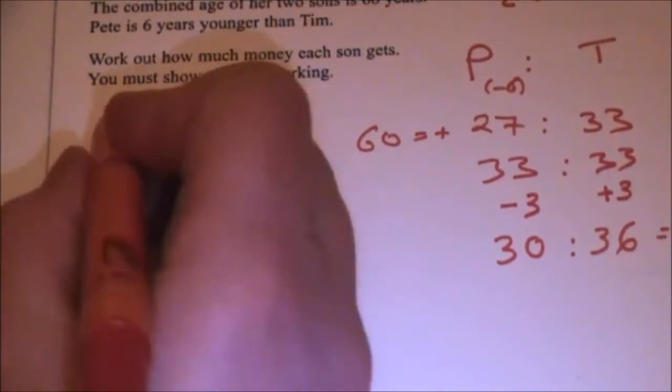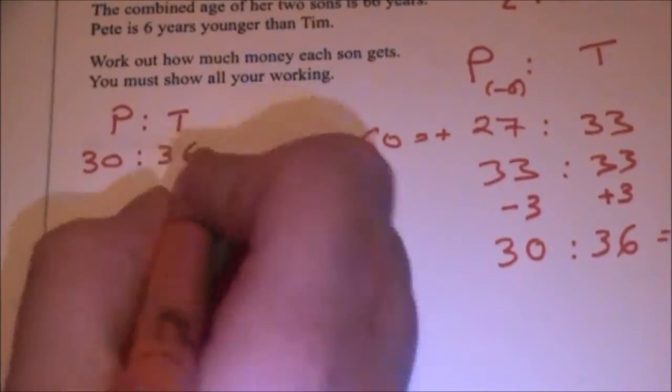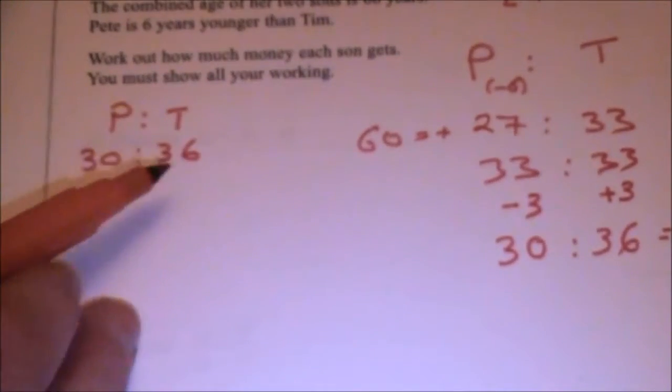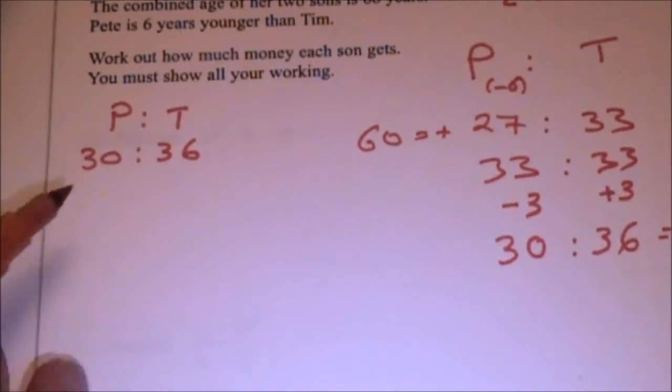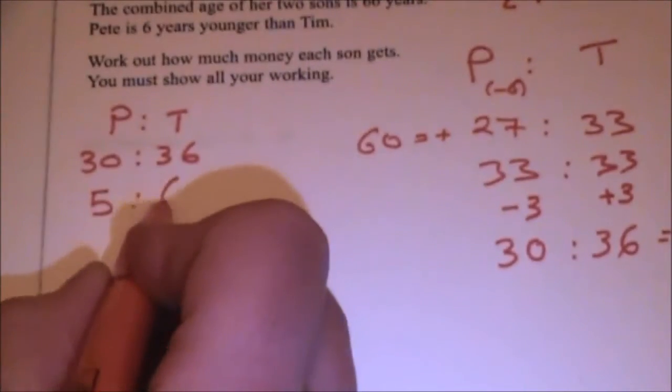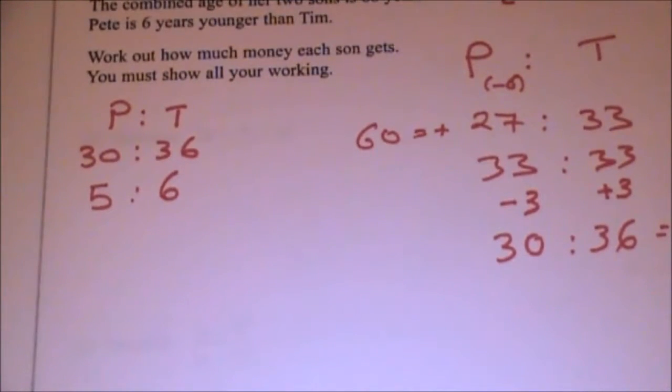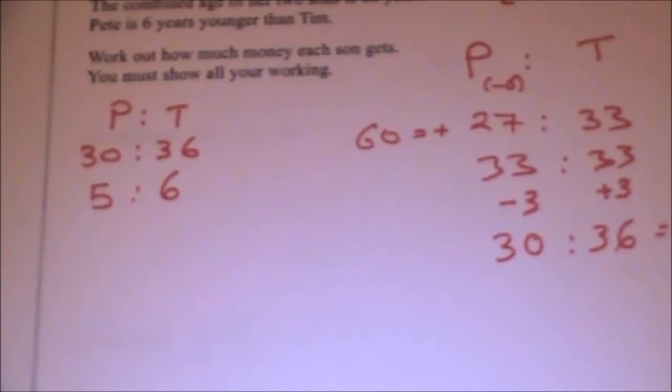I'm going to write that as a ratio. Pete to Tim is 30 to 36. Now I can simplify that ratio, because I can see 6 goes into both those numbers. 6 goes into 30 5 times, and 6 goes into 36 6 times. So Pete and Tim are in the ratio of either 30 to 36 or 5 to 6. It doesn't really matter. Now it's just your basic sharing into a ratio question.